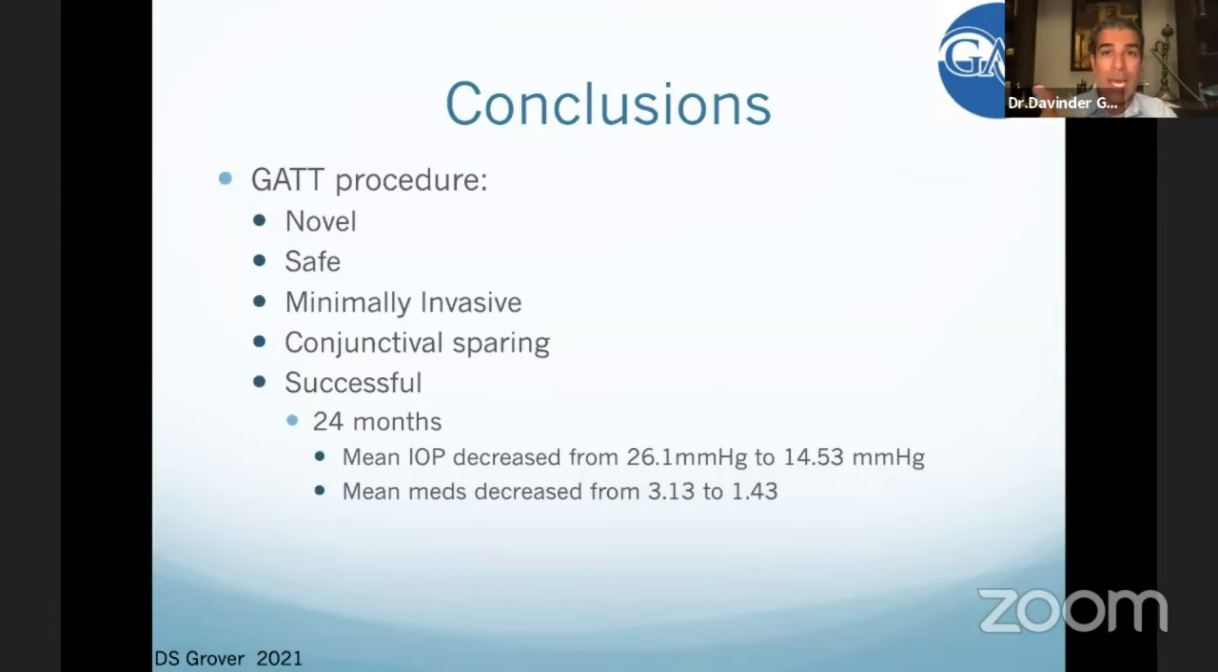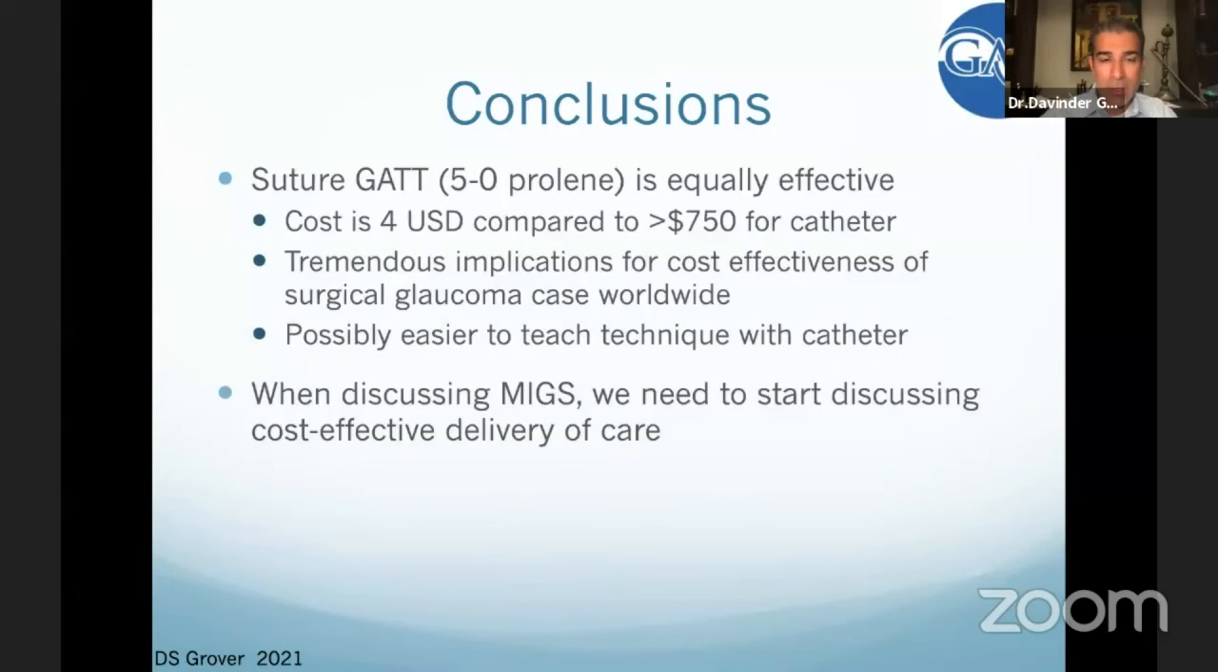So in conclusion, GAT is a novel, safe, minimally invasive conjunctival sparing surgery. The 2-year data shows that there's a mean drop across the board from 26 to about 14 millimeters of mercury in pressure, and from 3.1 to 1.4 as far as medication is concerned. We need to start thinking about cost-effective delivery of healthcare, especially when it comes to MIGS. We had a discussion earlier about MIGS in India, and this has tremendous implications, in my opinion, with India, because it can be done in a very inexpensive way.